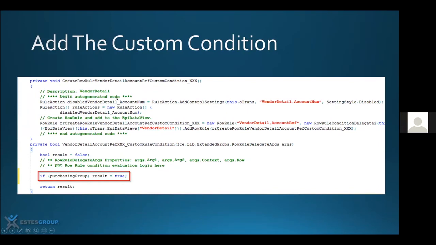Here's the row rule in action. We're setting up rule actions right here. This is what happens if our rule is met, a condition is met. And here's where the custom condition is in this little method. If we have set purchasing group to true, then we're going to fire the methods for this row. Right? But that's just one field. So we want to do all of them but three.